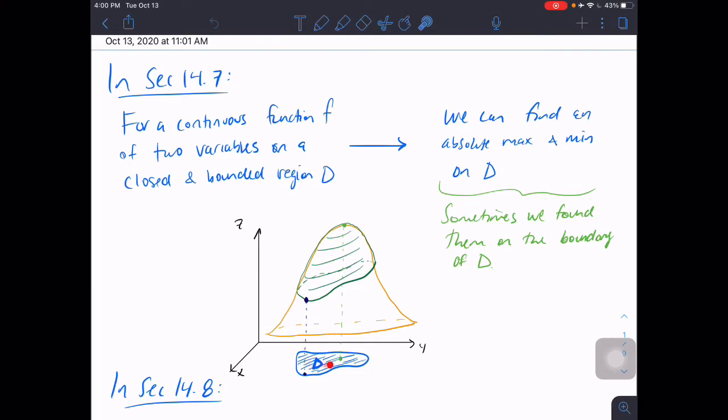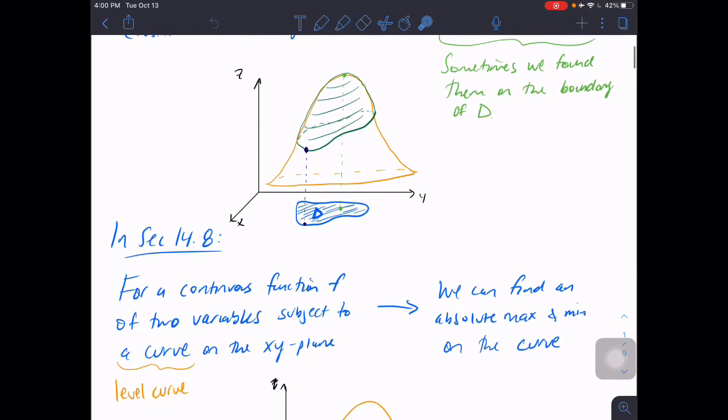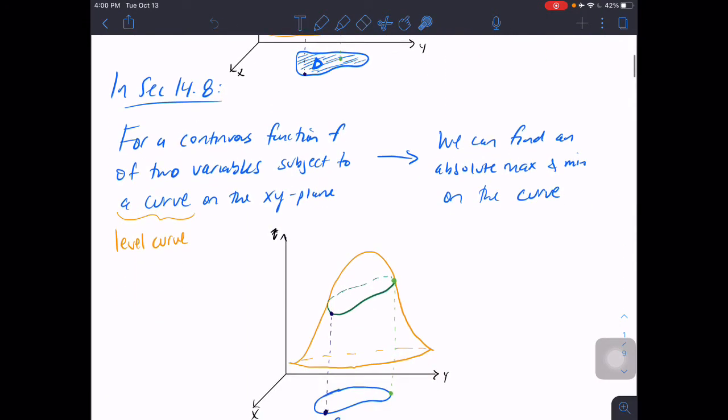Sometimes all the points might be inside of it that give you the absolute max or min, or maybe they just lie on the boundary. But for these problems, we saw how complicated it could be when we were trying to look for critical points that lied only on the boundary. And so 14.7 talks about this a little bit more, but in a different way, okay?